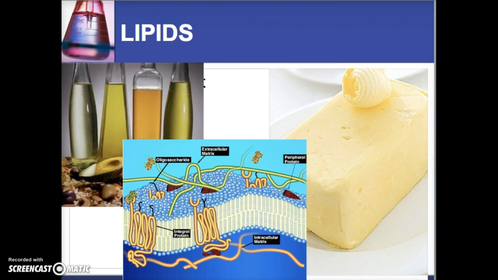The next macromolecule is lipids. Lipids contain mostly carbon and hydrogen, but they also contain oxygen. And there are three main categories of lipids: fats, oils, and waxes. The most common quality of a lipid is that they are not soluble in water. This is because water is polar and most lipids are non-polar. In other words, they don't dissolve or mix in water.